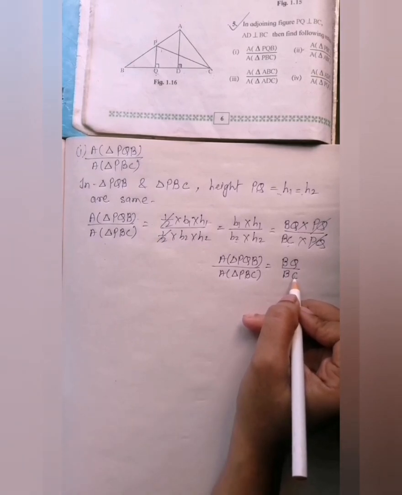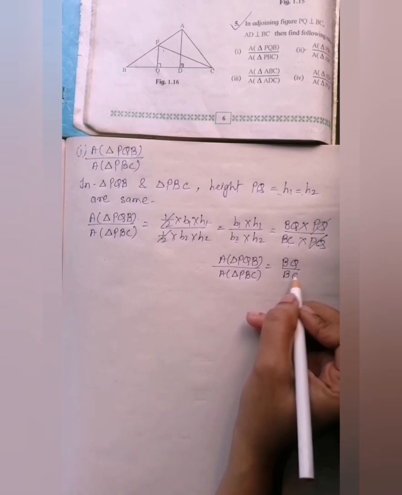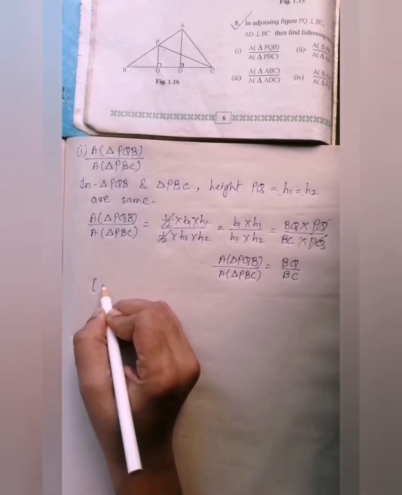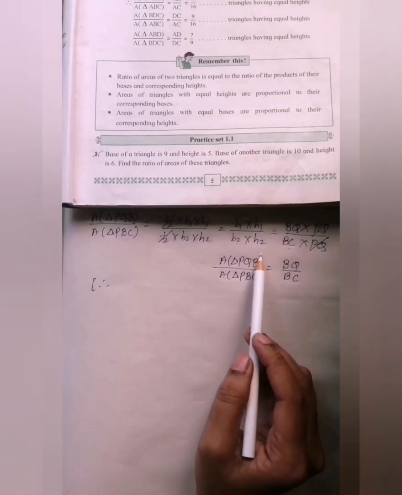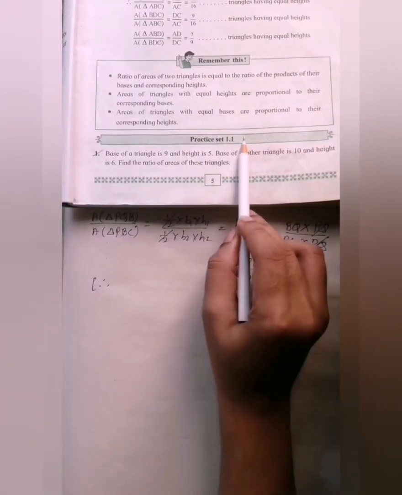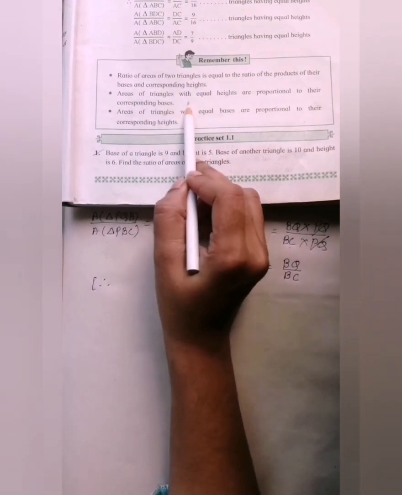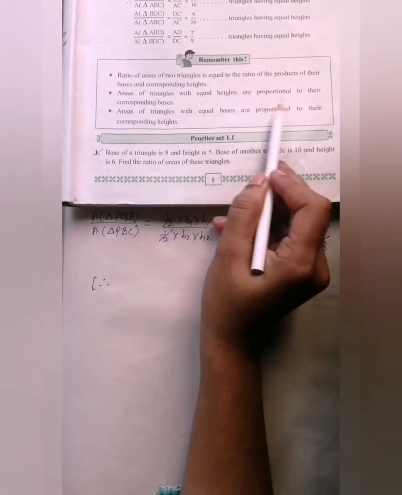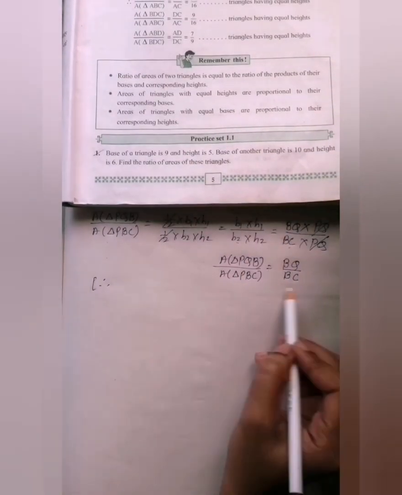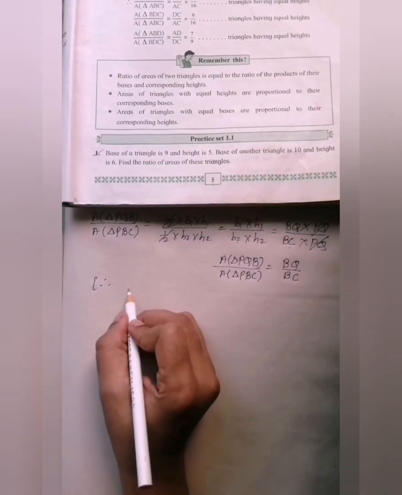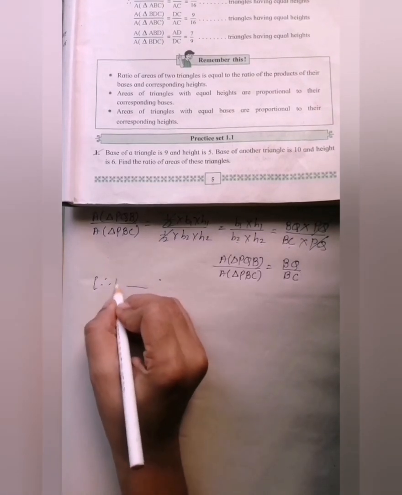So what is the reason that we learned in our previous lecture? So write down the reason of that here. Clear? Look at page number 5. When the height is equal, this one: area of triangles with equal heights are proportional to their corresponding bases. Clear? We'll get the corresponding bases. So students, write down here the reason. Okay, so what is the reason?